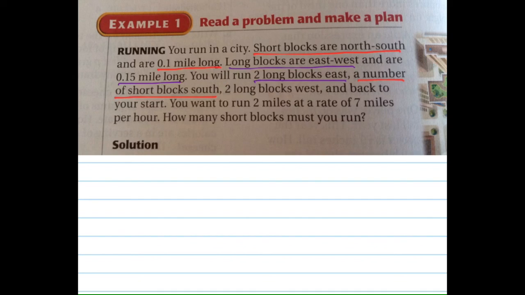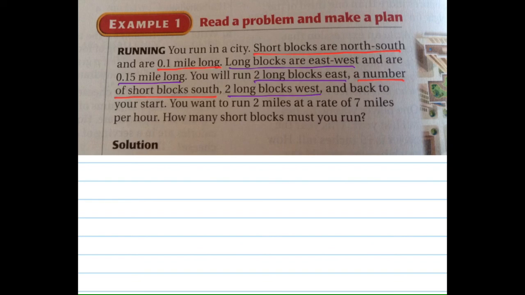Oh, look, it says how many short blocks must you run. So that's going to be my variable. But we'll get there. That's part of constructing the equation. Then it says we run 2 long blocks west. I'm going back to purple because my long blocks are east-west.